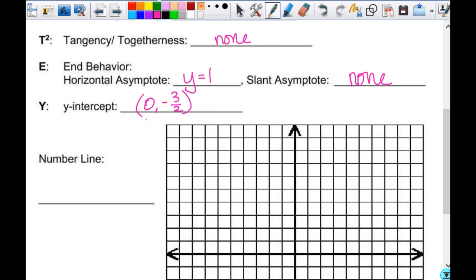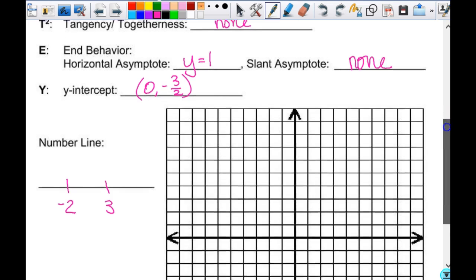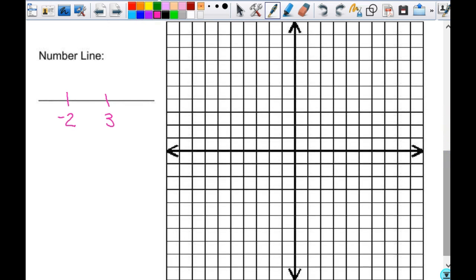Then we're going to do our little number line. And on your number line, you put whatever roots you have and whatever vertical asymptotes you have. So I have a vertical asymptote at -2. I have a root at 3. And I can no longer see my function, but you can see yours. You can see mine on my paper.